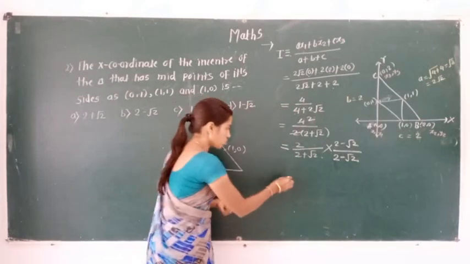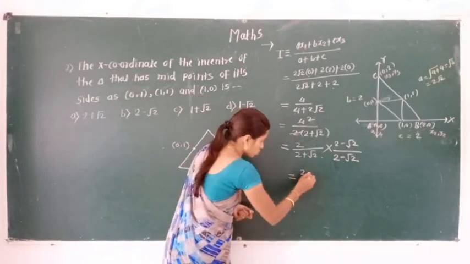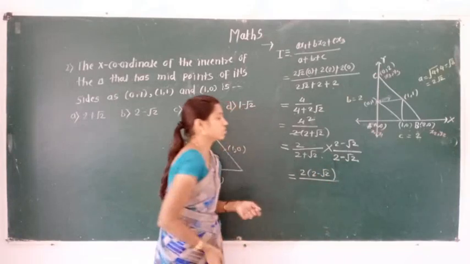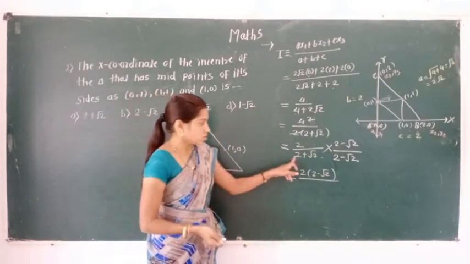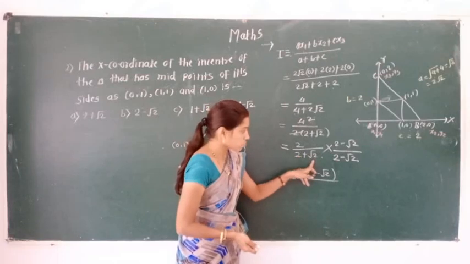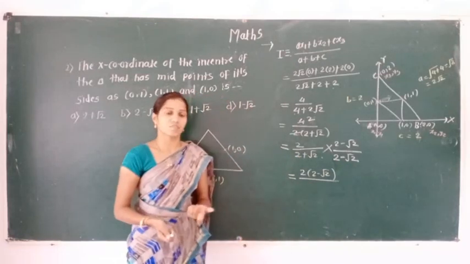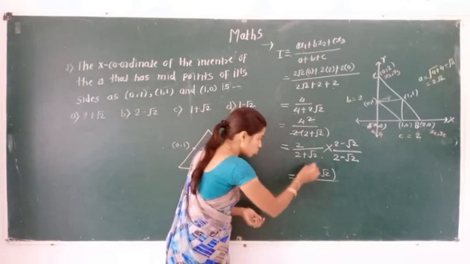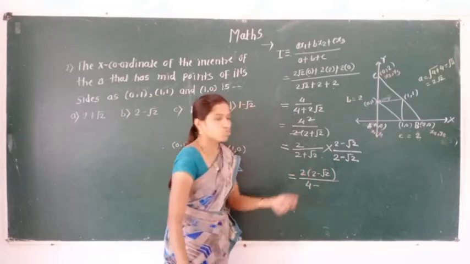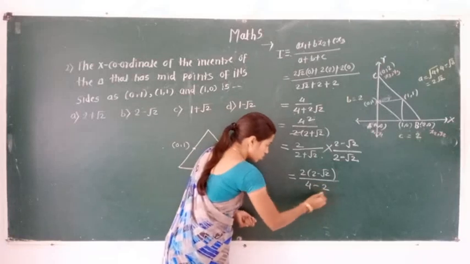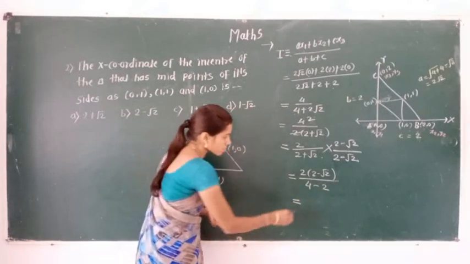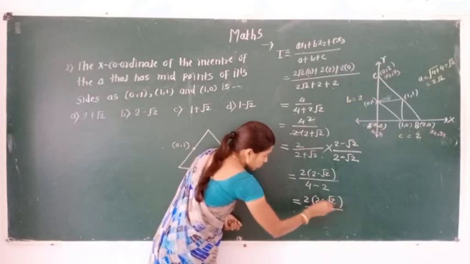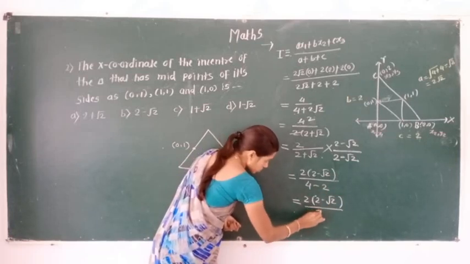Okay. Now the numerator becomes 2 in bracket 2 minus root 2 whole term divided by. We know that (a plus b)(a minus b) is the expansion of a square minus b square. So a square here is 2 square, we get 4, root 2 square we take as 2. So write here 2 in bracket 2 minus root 2, whole term divided by 4 minus 2, we get 2.